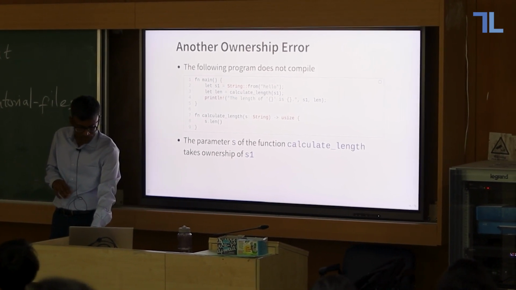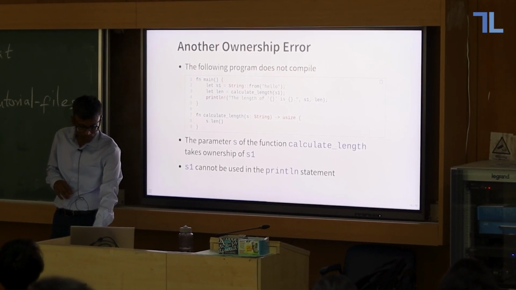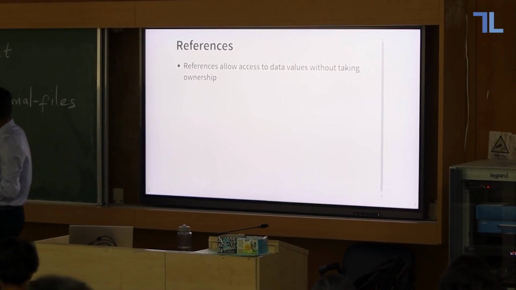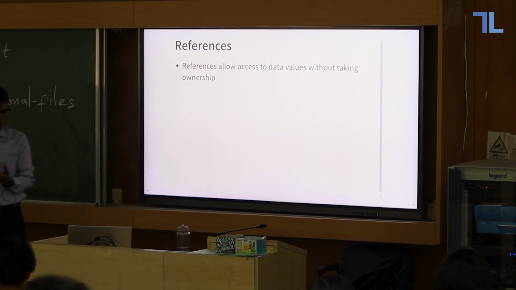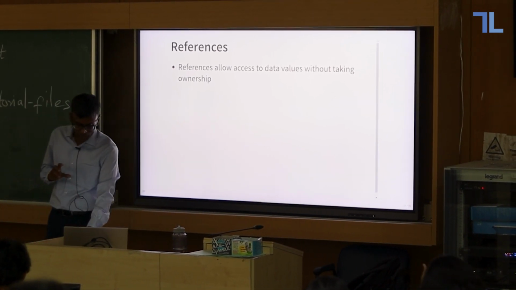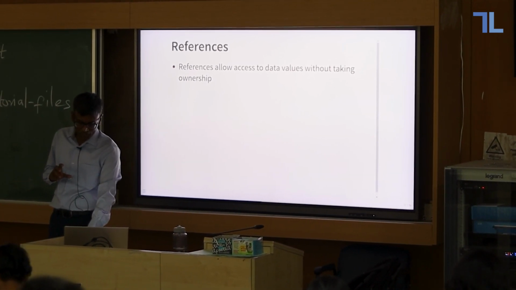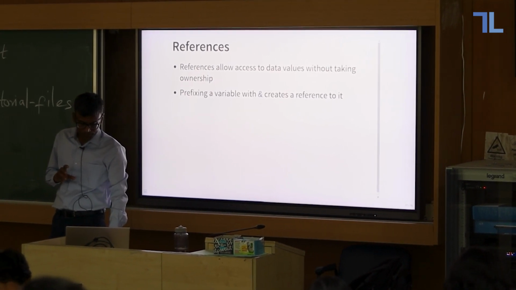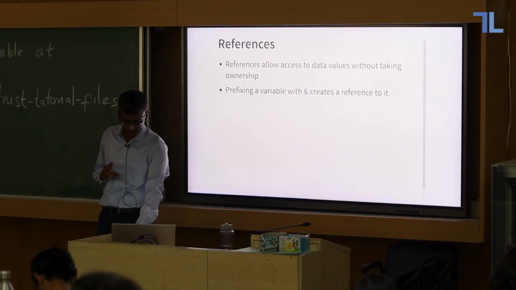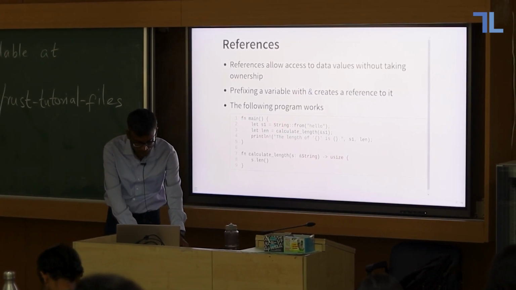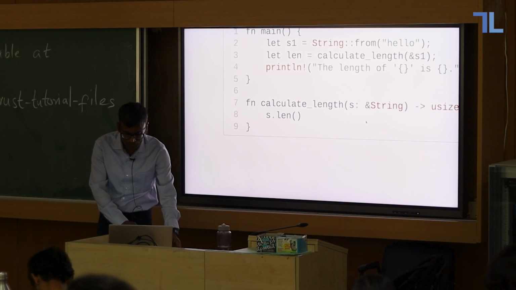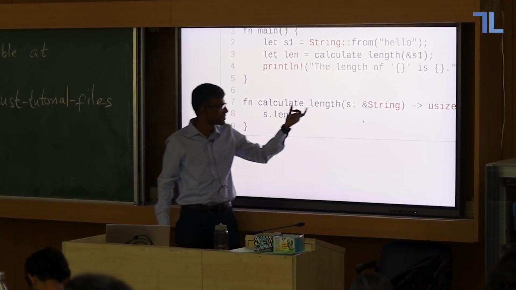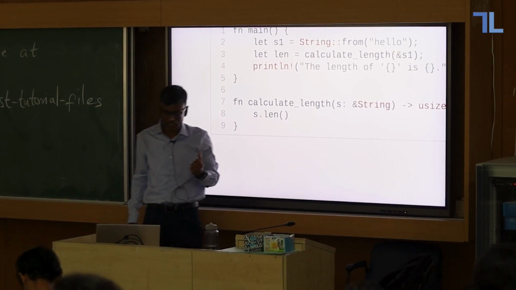One way out of this is to use something called a reference. References are like pointers. They allow you to access data values without taking ownership. If you know that you don't need to take ownership of some value, then you can use references. It is as simple as prefixing an ampersand symbol to the variable. Now the signature of this function has changed. Instead of just String, there is an ampersand String. So calculate_length takes a reference to a String as an input.